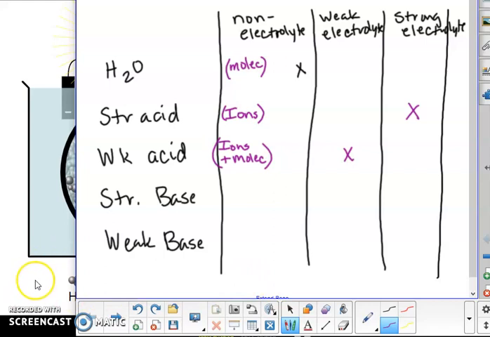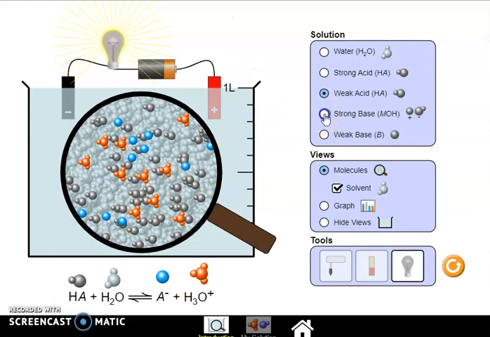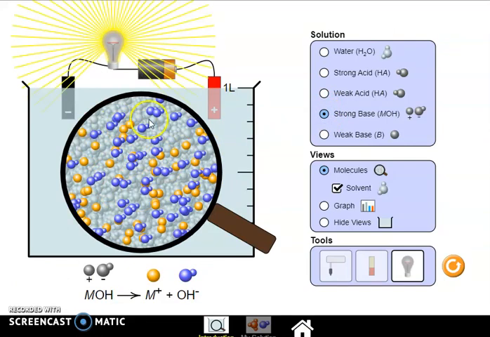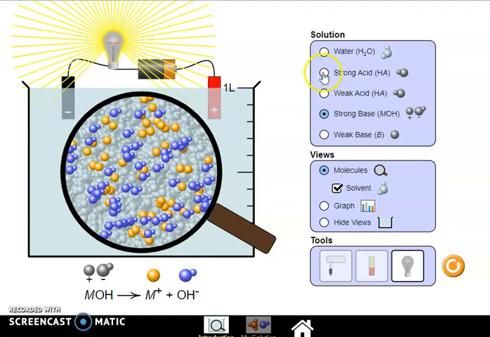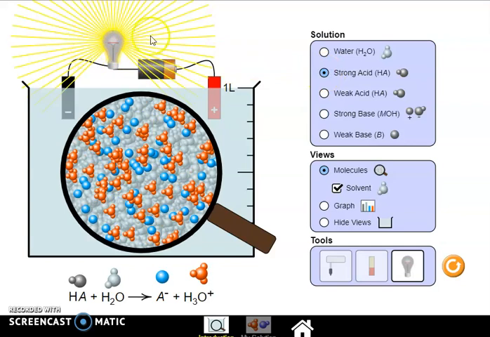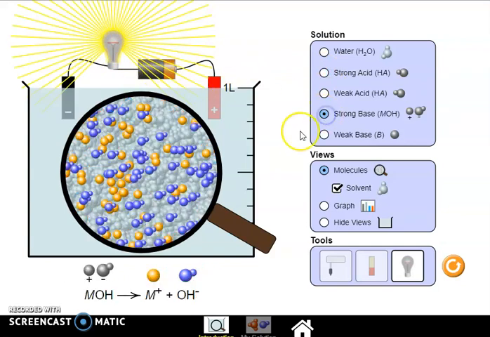Okay, so let's go ahead and look at a strong base. There we are, strong base. Look at that, the strong electrolyte bulb is really bright there. Just compare it again to the weak acid. Now compare it to the strong acid. Look how bright it is. Strong base, strong acid, it looks like it's about the same here. Look at those ions too. Wow. Anyway, I'm going to remove that solvent so it's a little easier to see all of them.